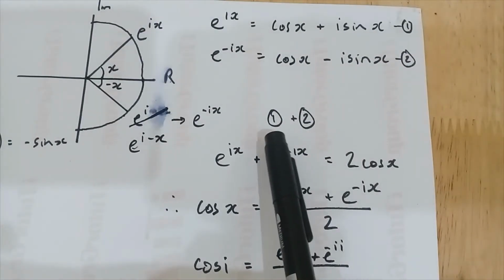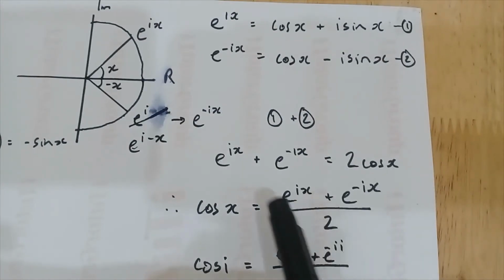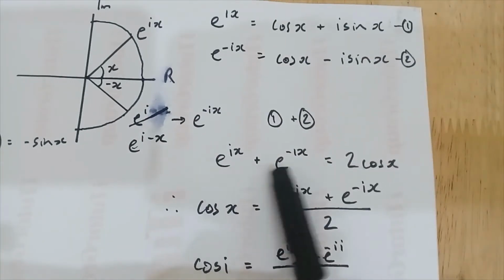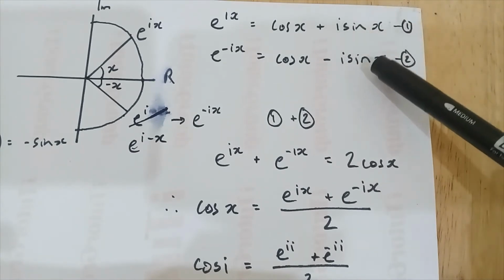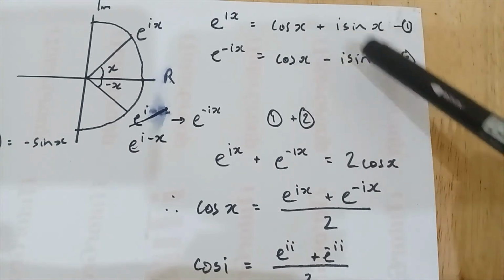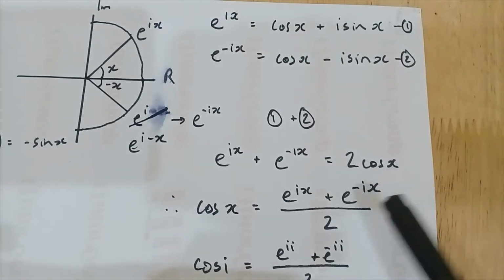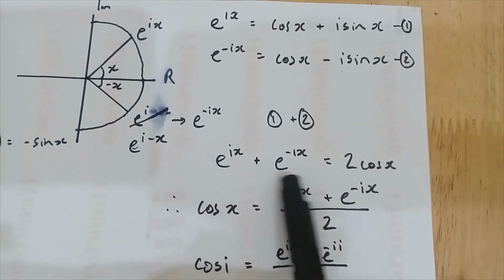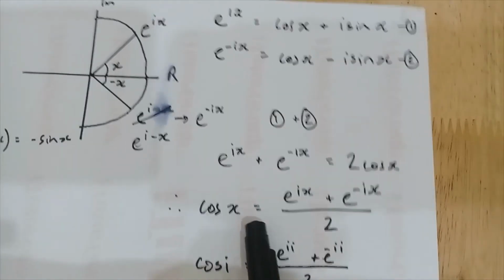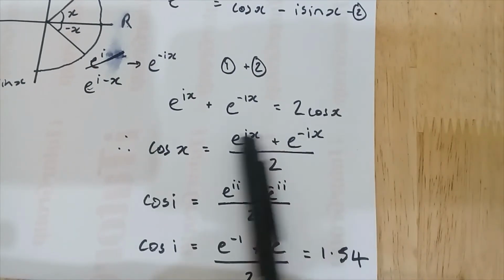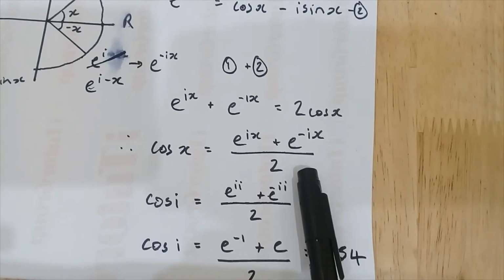Now if I take those equations, 1 plus 2, add them together, I'll get this plus this here. The plus i sin x plus minus i sin x will disappear, and I'll end up with 2 lots of cos x. So I have the two exponential functions equal to 2 cos x. Rearranging for cos x, I just divide both sides by 2, and I end up with this.